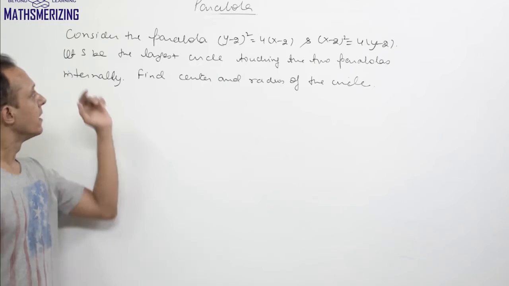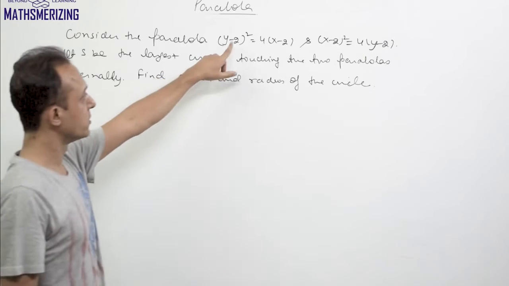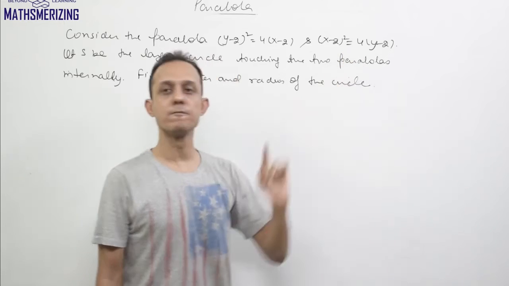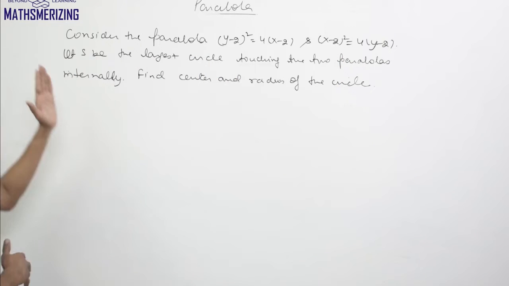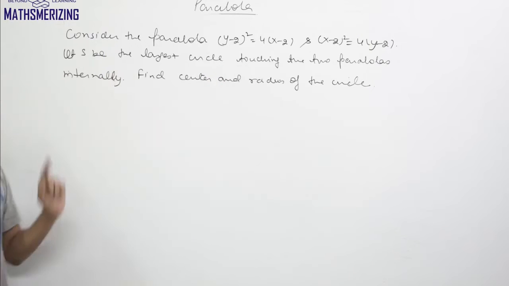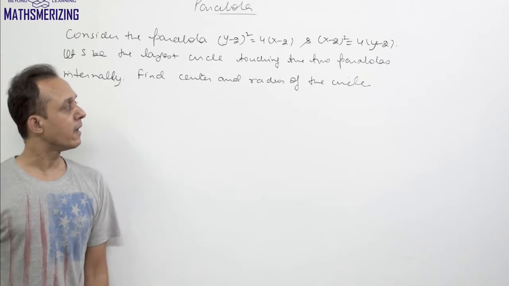Now here the question is, consider the parabolas (y minus 2) square equals 4x minus 2, and (x minus 2) square equals 4y minus 2, and let S be the largest circle touching the two parabolas internally. We need to find the center and radius of this.